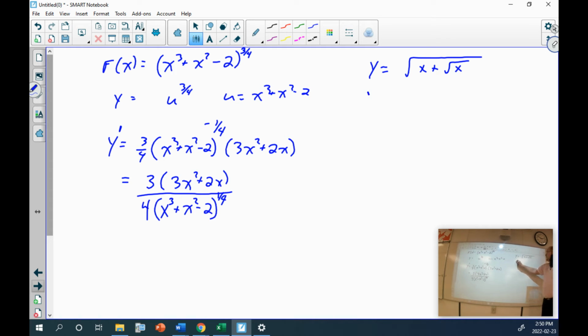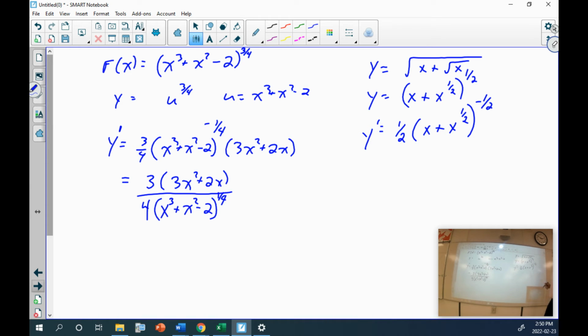Well, write it down. The first thing I'm going to do is write it as x plus the square root of x, or x plus x to the 1/2, all raised to the power of 1/2. I hate radical signs. I want exponents. So our outside function is raising something to the power of 1/2. So y prime would be 1/2. Leave what's inside the function alone, and apply your power rule to that.